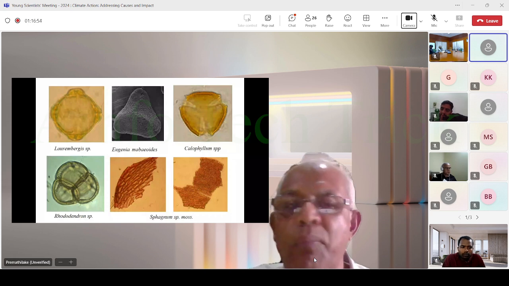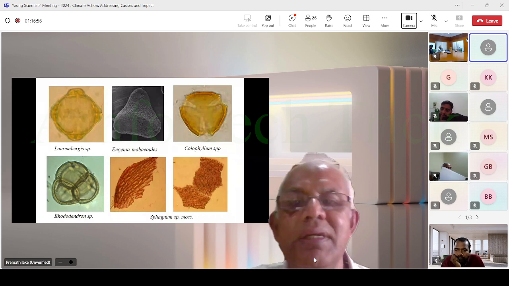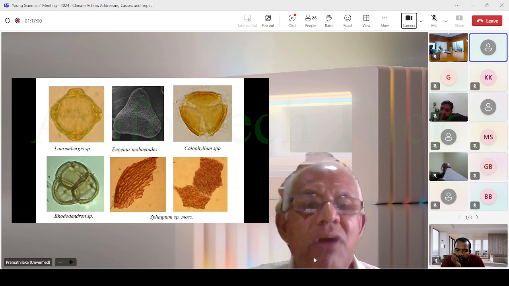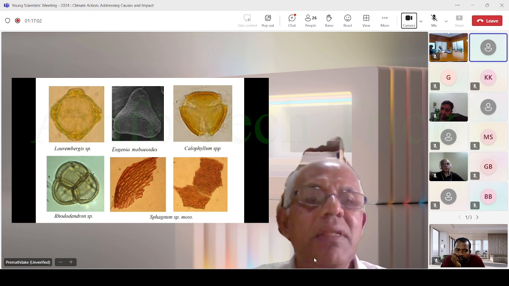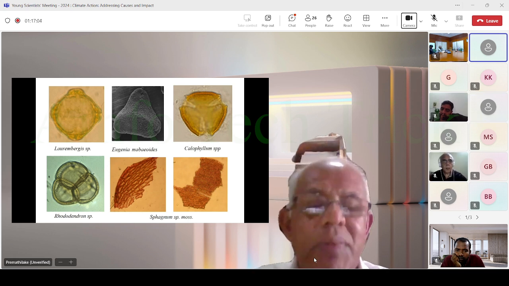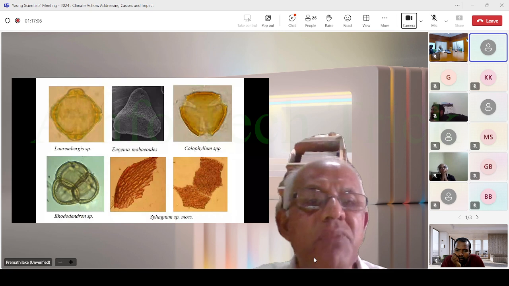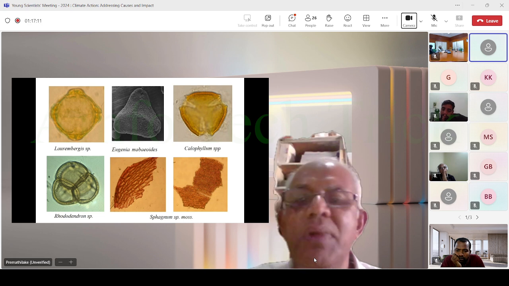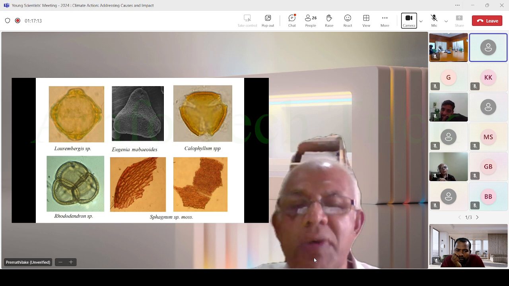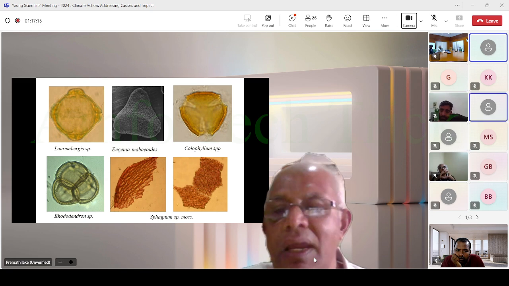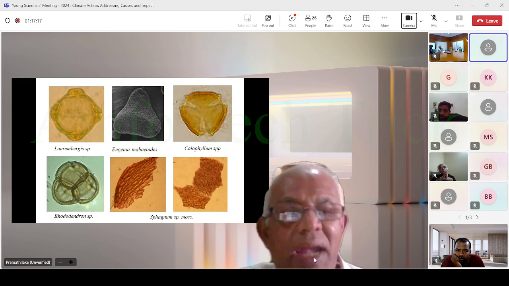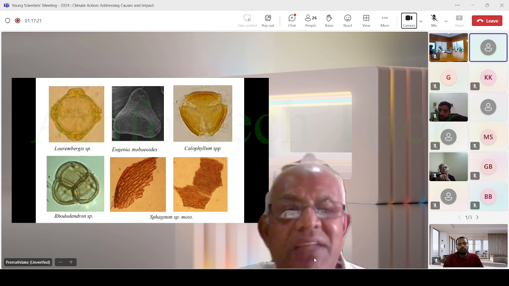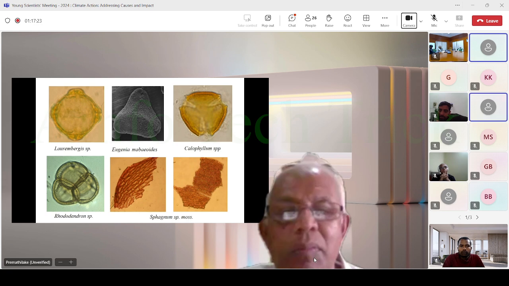These are the main pollen types that we found: Lorambergia, Eugenia, Calophyllum types, which are very indicative of climate factors. For example, the Calophyllum is one of the dominant tree species growing in the montane rainforest, which is very much indicative of climate. And Eugenia also the same. Lorambergia is an aquatic plant, which is also very much indicative of the hydrological system. And the rhododendron and the sphagnum moss, which is very sensitive and very much indicative of climate change. So that's what we use to measure climate change.